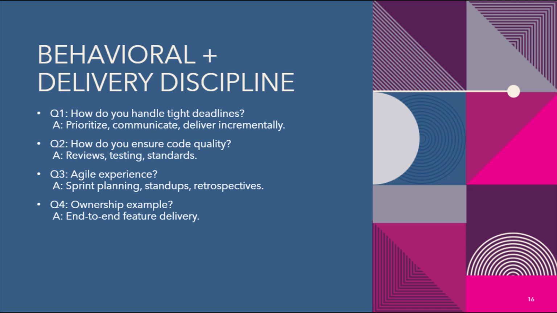To ensure code quality, I would mention peer reviews, automated testing, coding standards, static analysis, and continuous integration. For agile experience, I would explain participation in sprint planning, stand-ups, backlog grooming, demos, and retrospectives. For ownership, I would give an example of taking responsibility end-to-end, from requirement clarification to implementation, deployment, and post-production support. Interviewers look for accountability, communication, and consistency in delivery, not just technical skills.